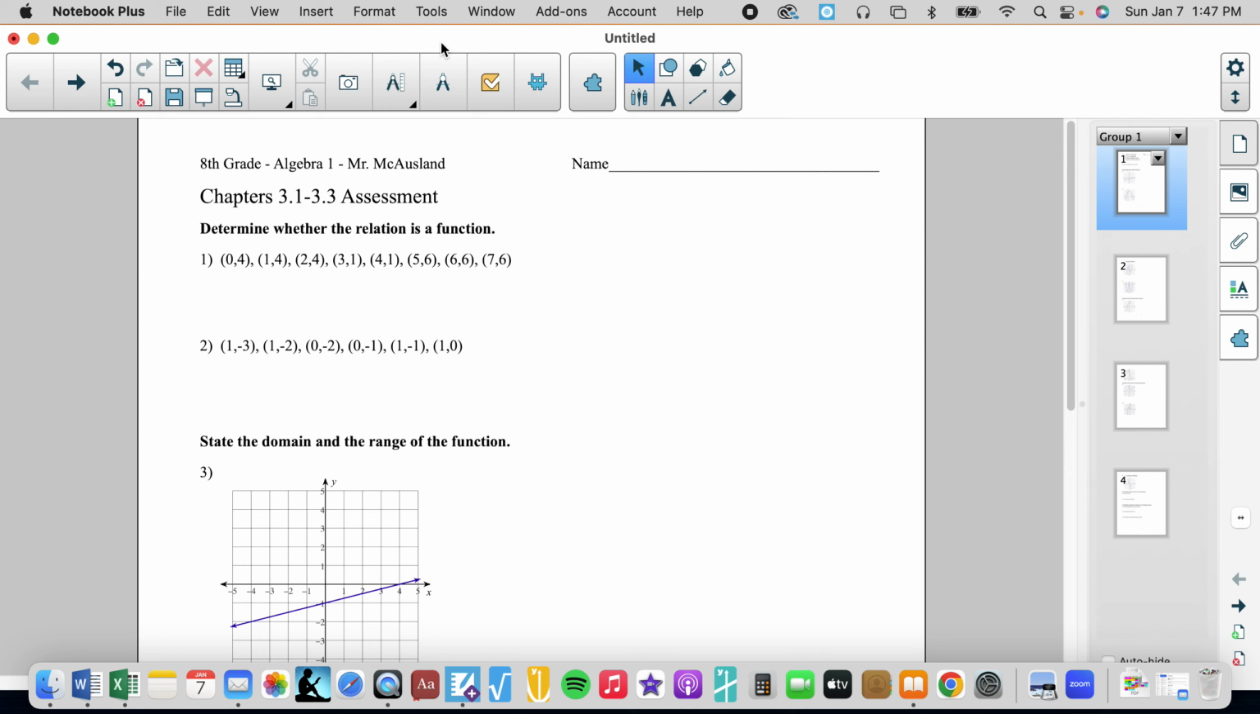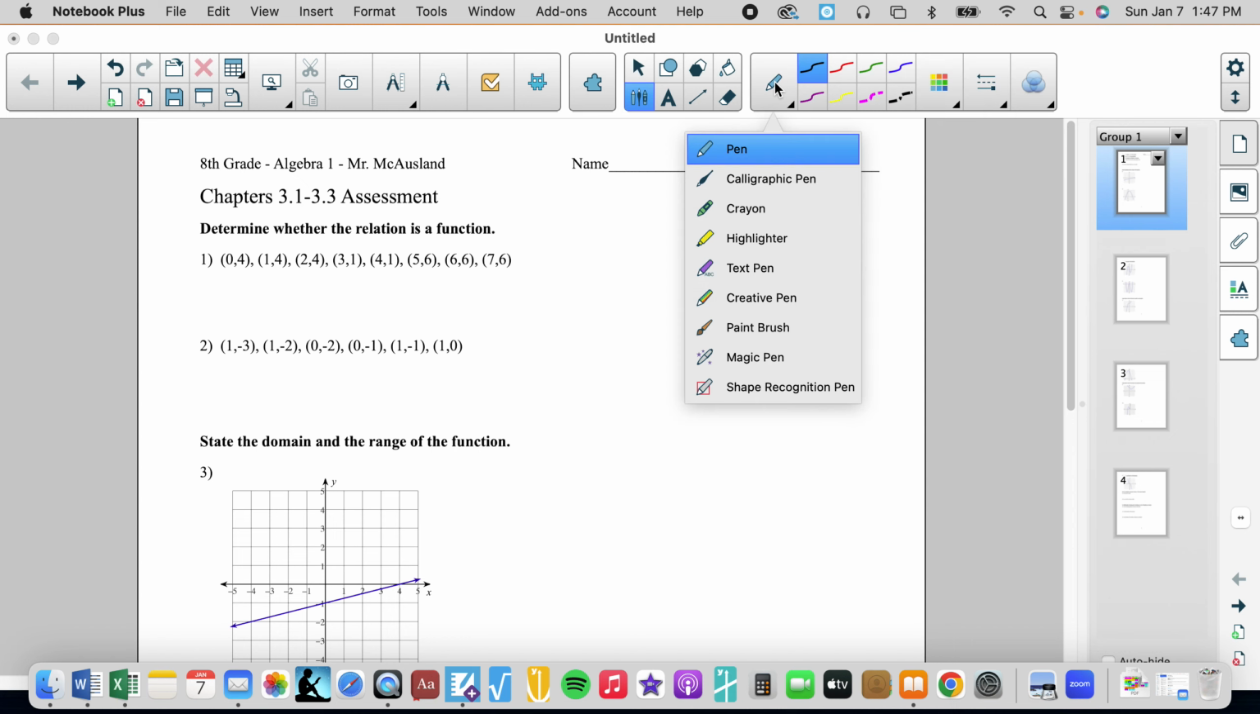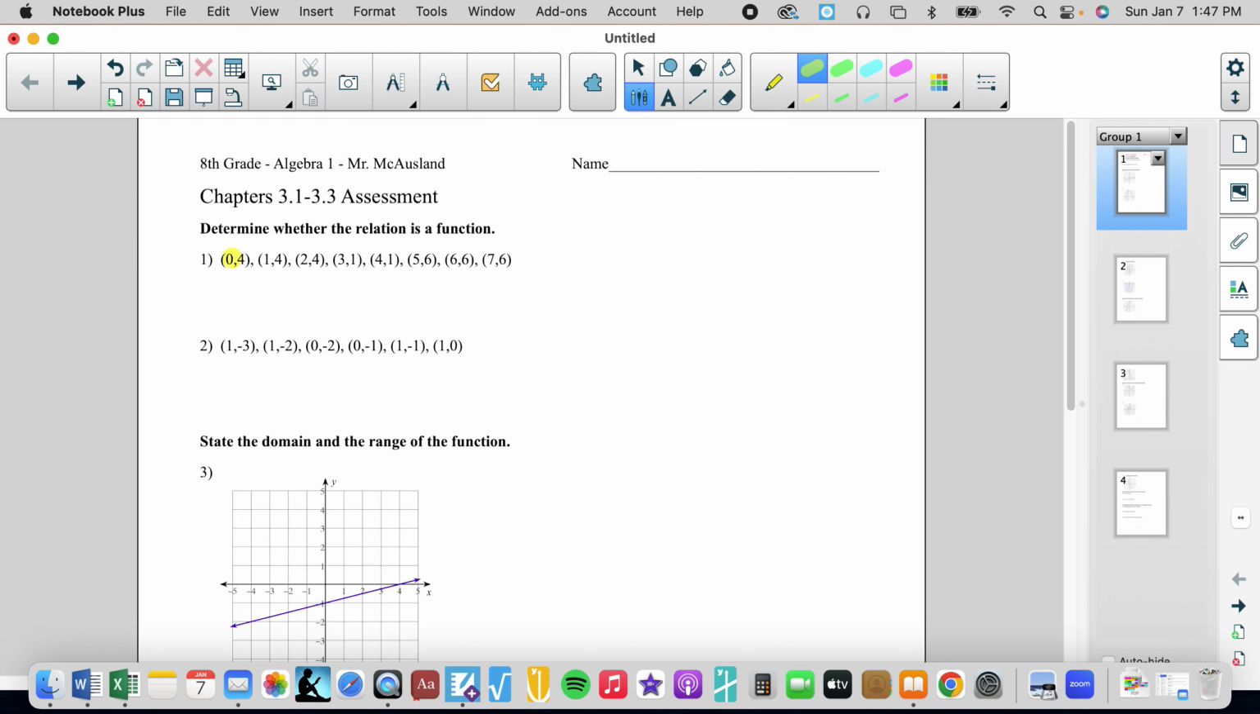So a function means for every input there is one unique output. So we're looking at the x values. We're going to look at the x value, the x value, the x value, and so on. Since none of these x values repeat, we make the assumption that it is a function, because when you input 0, you're going to get 4. So there's no other instance where we input a 0 where we don't get 4. So we would make the understanding that this is a function.